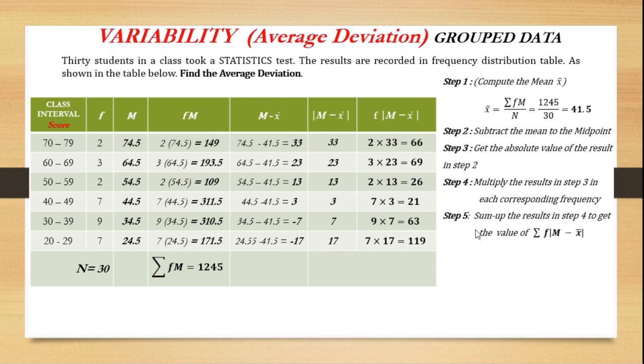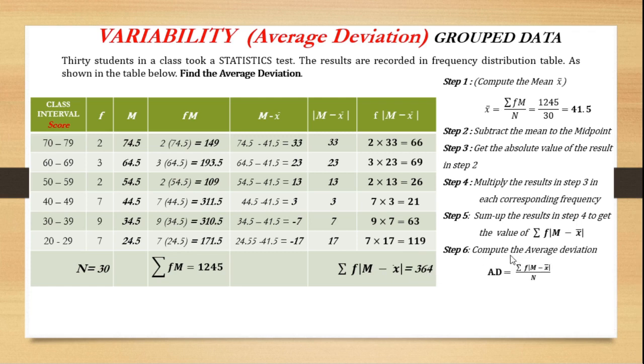Step 5. Sum up the results in step 4 to get the value of the summation of the product of frequency and the absolute value of midpoint minus the mean. As we sum up all these values, it gives us 364. So the summation of the product of the frequency and the absolute value of midpoint minus the mean is equal to 364.